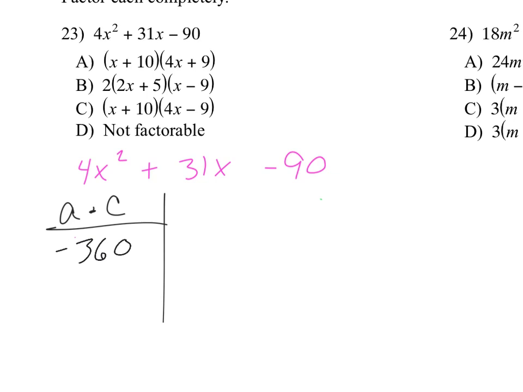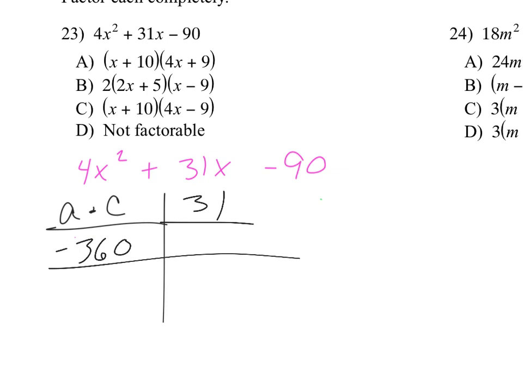Okay. So then what do you have to do once you get that 360? Why did I make that chart? What are you going to use that for? To find out what you can multiply to get negative 360 and add to get 31. Okay, yep. So what do you multiply to get negative 360 that you can add to get 31? Good job.